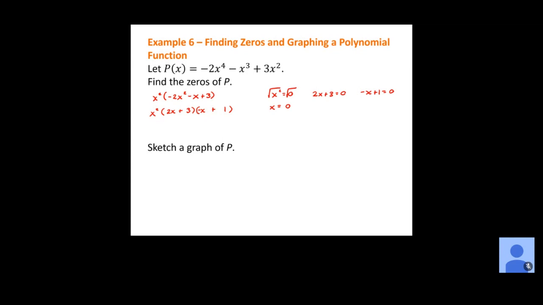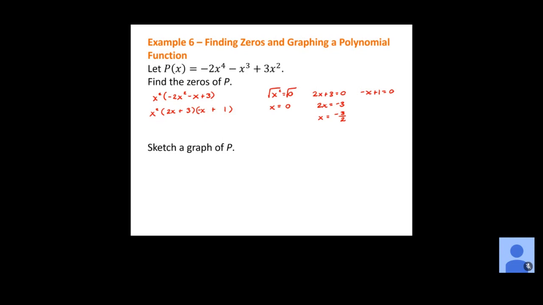Now let's solve this next one. So the first thing I'm going to do is move the 3. So I have 2x equals negative 3. Divide by 2 this time. So x equals what? Good. Negative 1.5 or negative 3 halves. Either way you want to think about it.